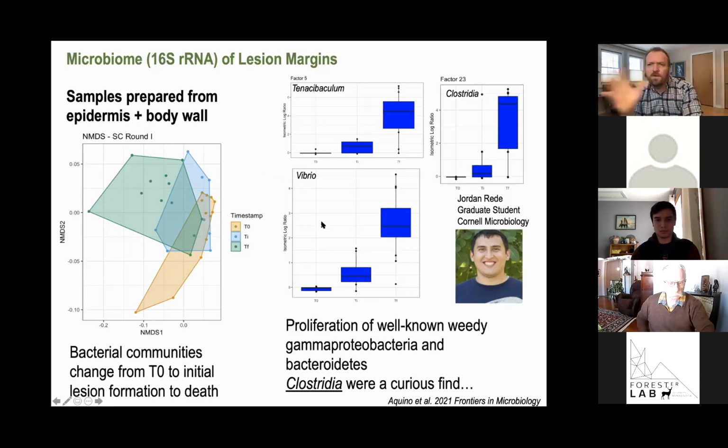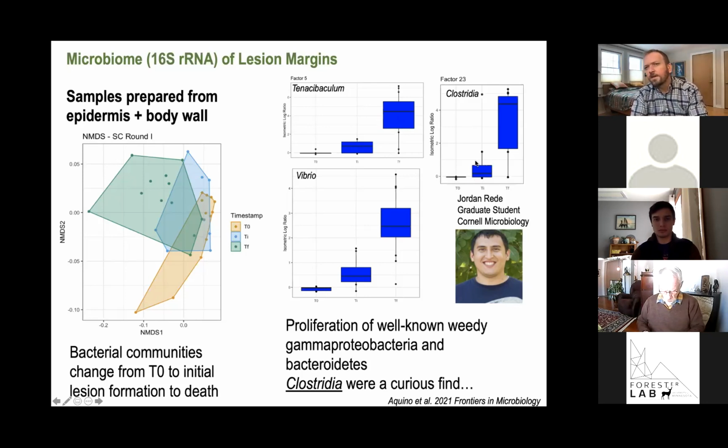We looked at all the different types of bacteria and we saw a few that seemed to increase over time distinctively. So Tenacibaculum, a type of bacteroides, essentially increased between the initial time point and the time of lesion formation and the final time point. Vibrio is another one. Vibrio is often described as a pathogen. There are pathogenic species of Vibrio. However, a lot of them are simply just weeds. They're very good at taking up organic matter and they grow very rapidly when the conditions favor them. And then we found these Clostridia. And that increased from time 0 to the time of lesion formation and the final time point.